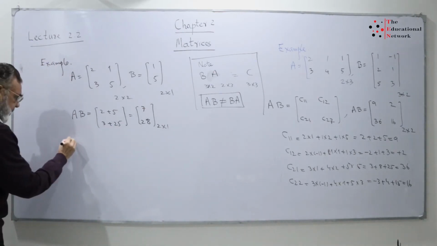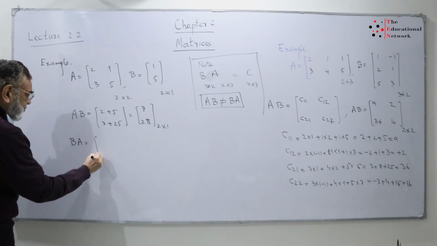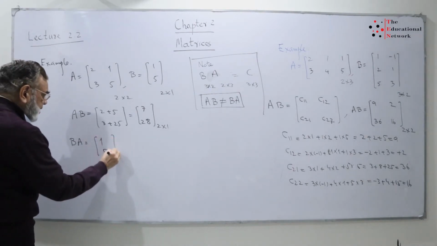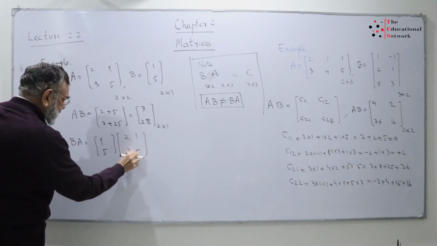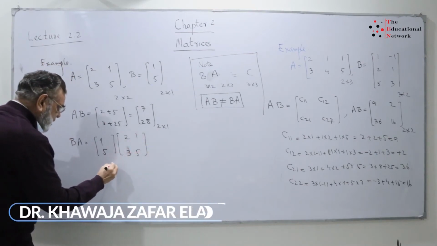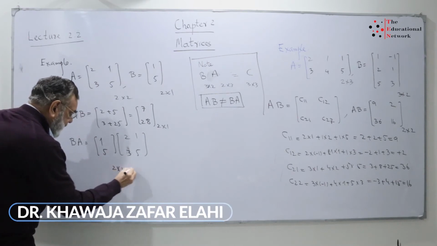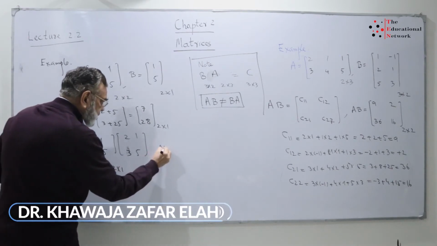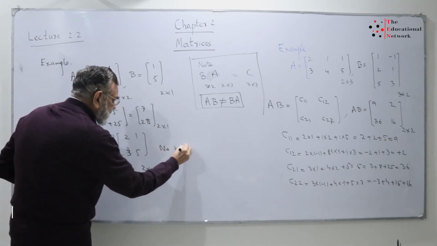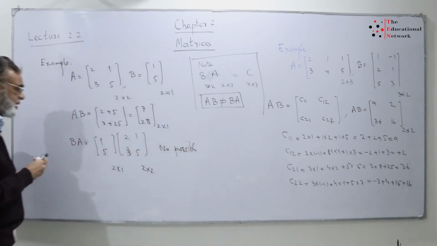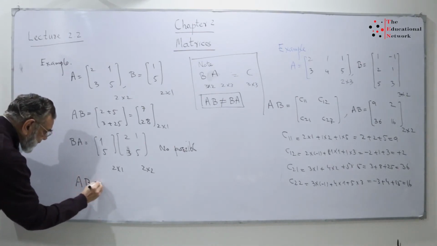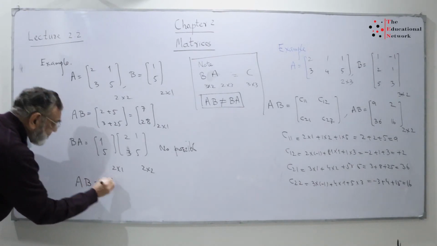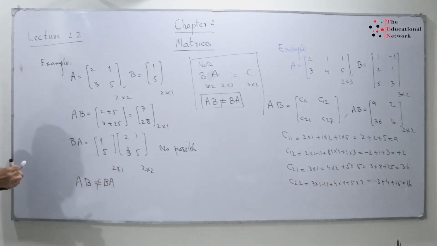Now if we write BA, BA means we have 1, 5, and the other matrix 2, 1, 3, 5. So we say it's not possible. This is 2 by 1, and this is 2 by 2. We can't multiply them. So as I said, we can say AB is not equal to BA. Even here we can't multiply it. So as I said, even when we can multiply it, they are not equal.